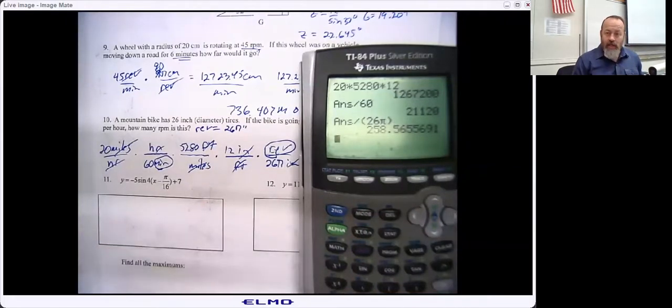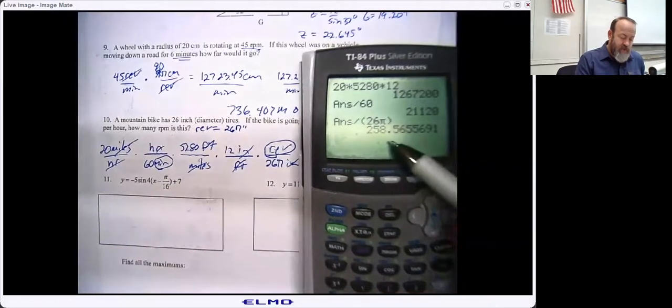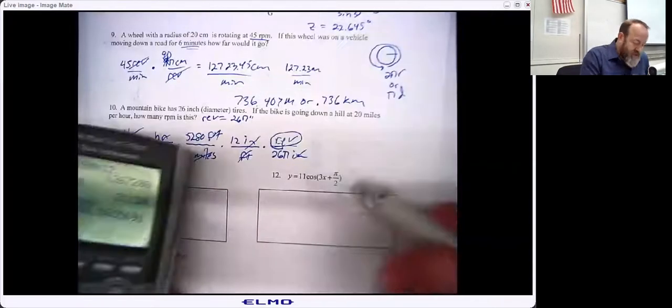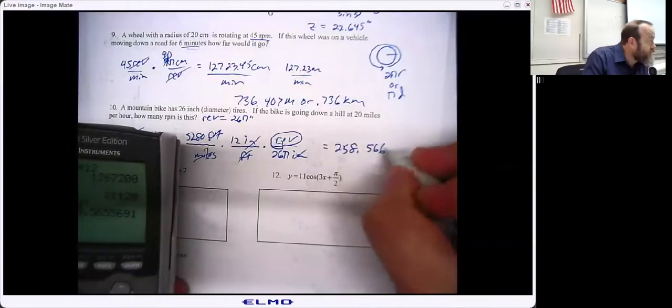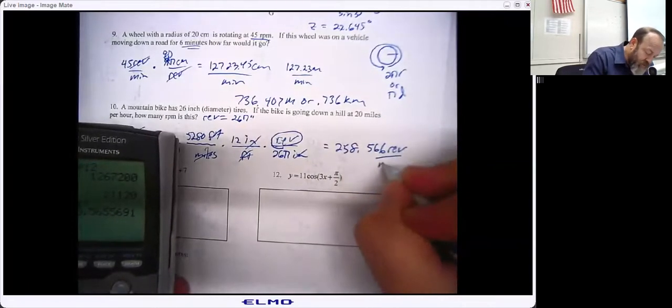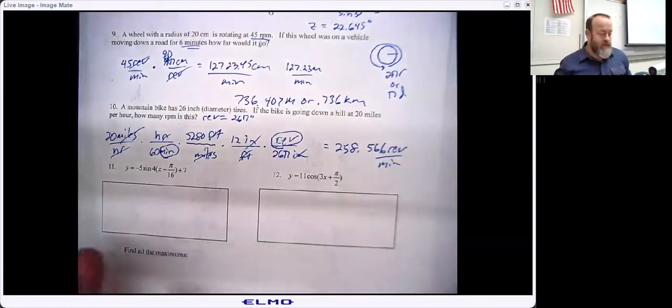Just be really careful. We got to put that pi in parentheses. And so this tire is rotating at 258.566 revolutions per minute, also known as RPMs.